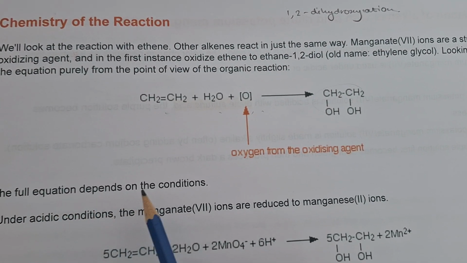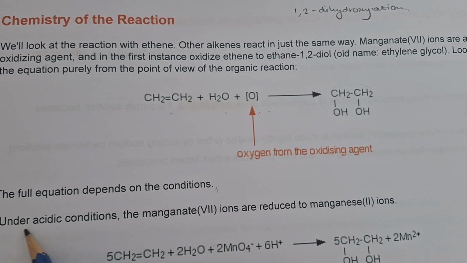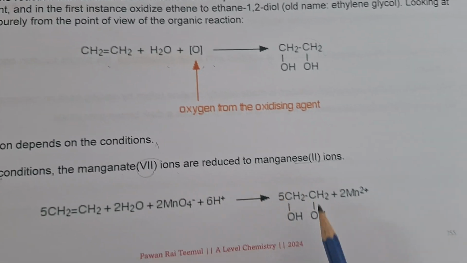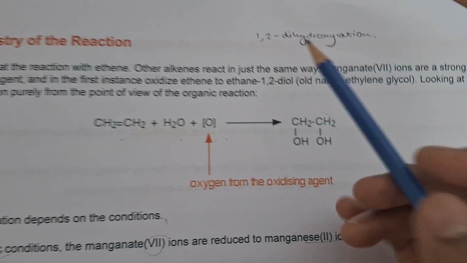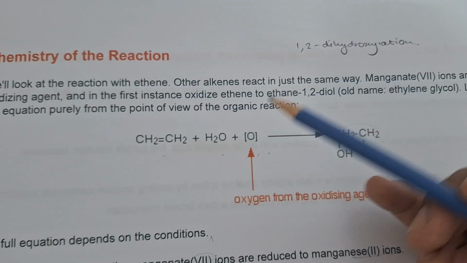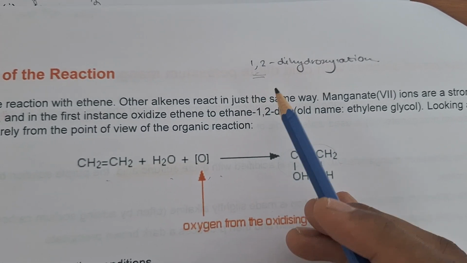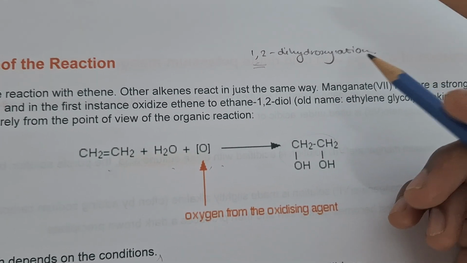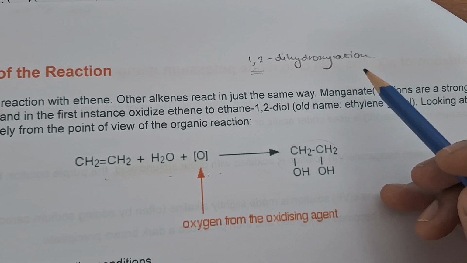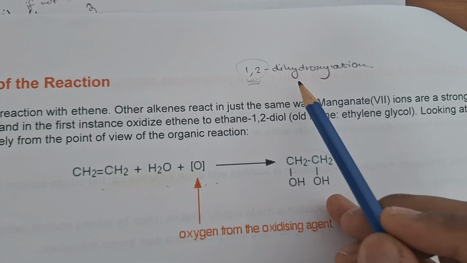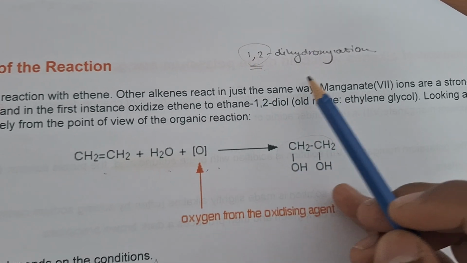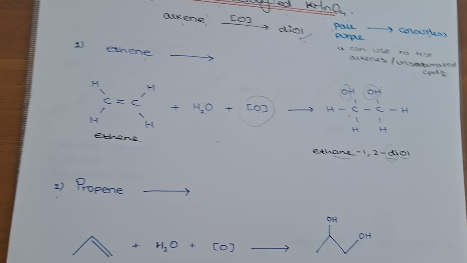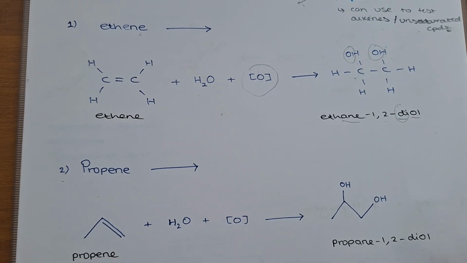The full equation depends on the conditions, and under acidic conditions, the manganate(VII) ions are reduced to manganese(II) ions. What happens here could be more precisely referred to as a 1,2-dihydroxylation. It is hydroxylation of the alkene, and dihydroxylation because we have two hydroxyl groups, one on each of the two carbons.